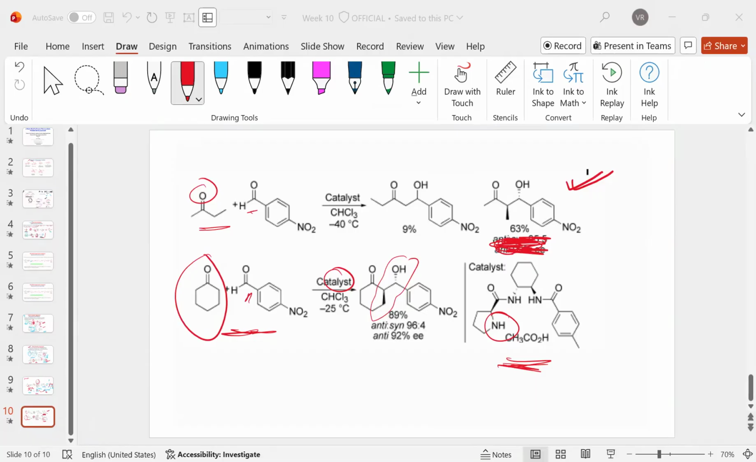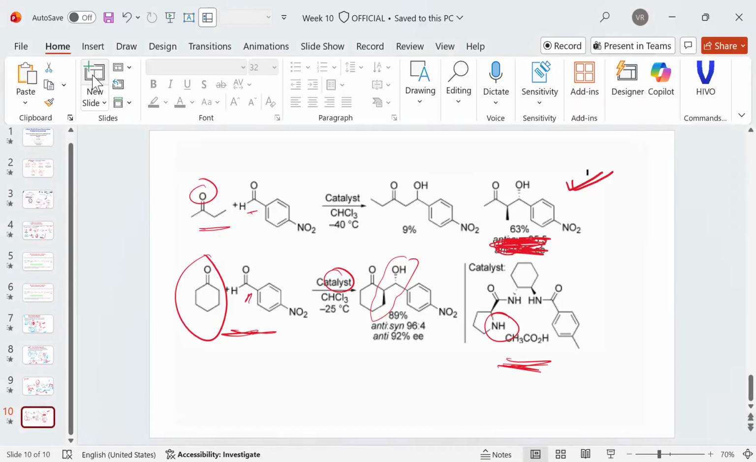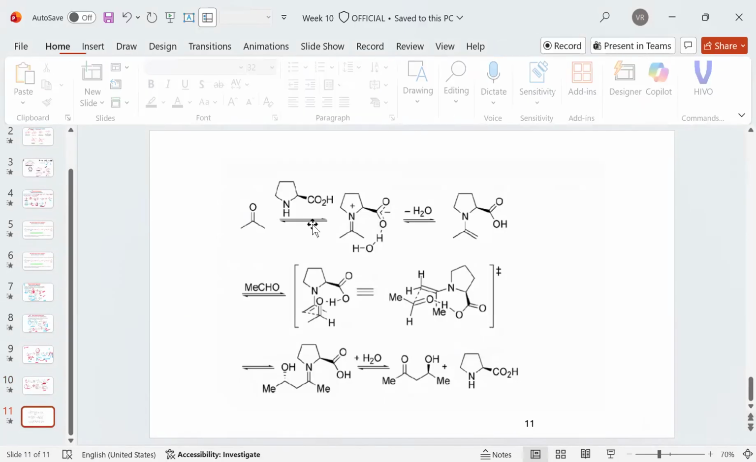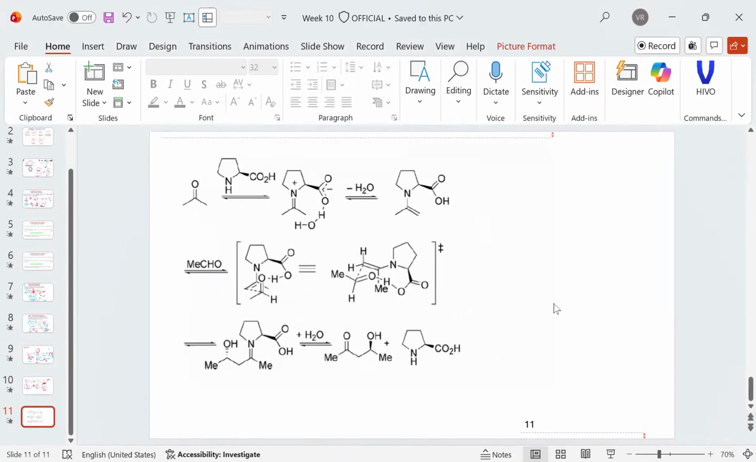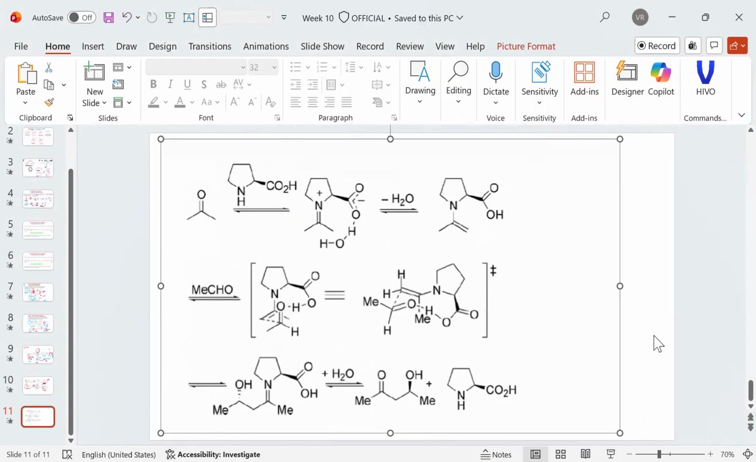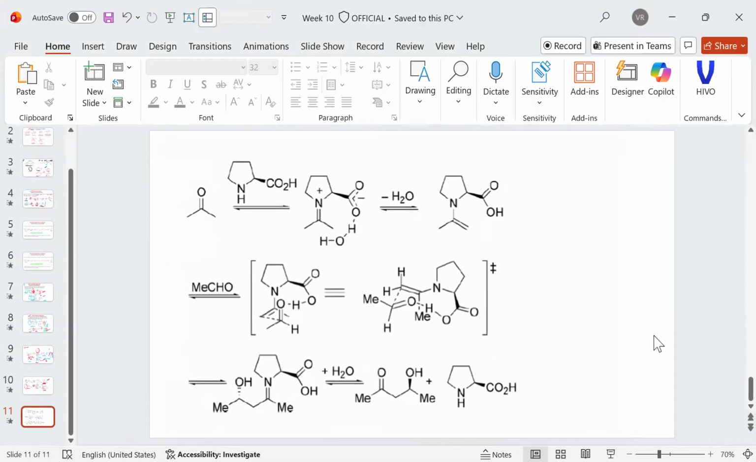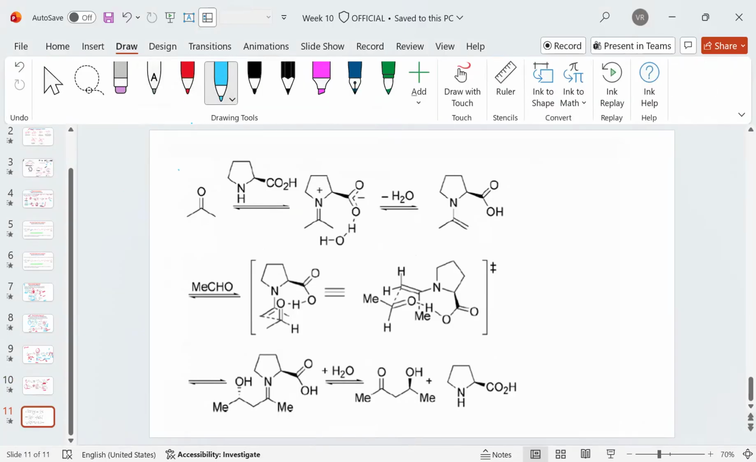I will also put the reaction mechanism for this imine, enamine sort of mechanism, which involves some transition state that governs the stereochemistry. So this is the mechanism. You can refer to this mechanism to solve similar problems, not only in this retrosynthesis course, but also for your other general organic chemistry.